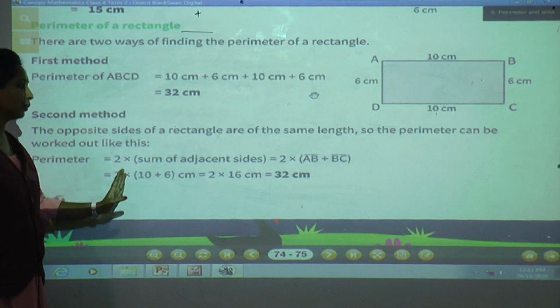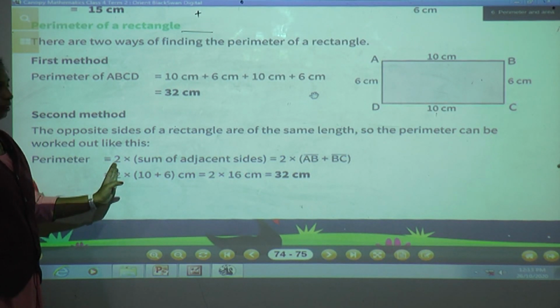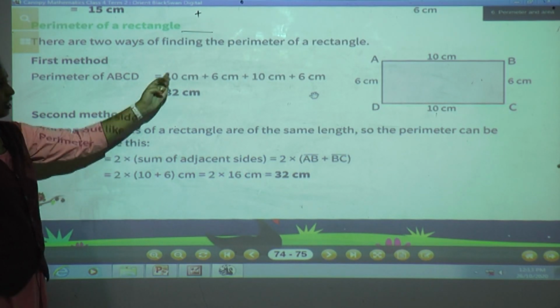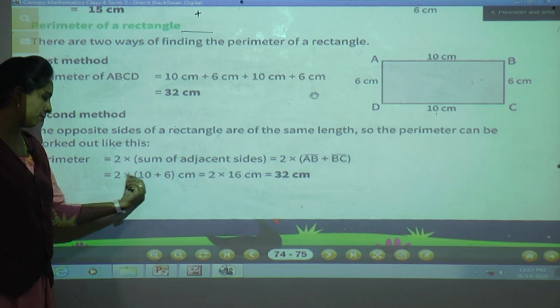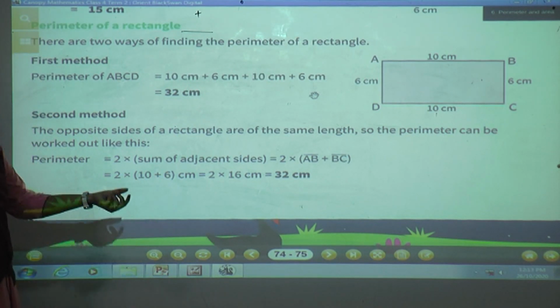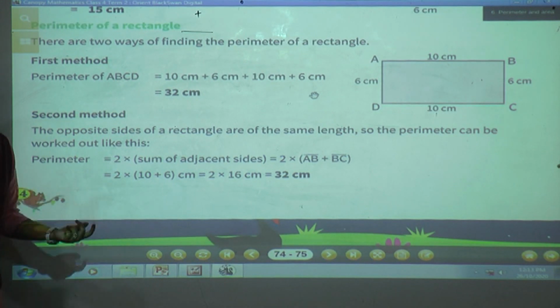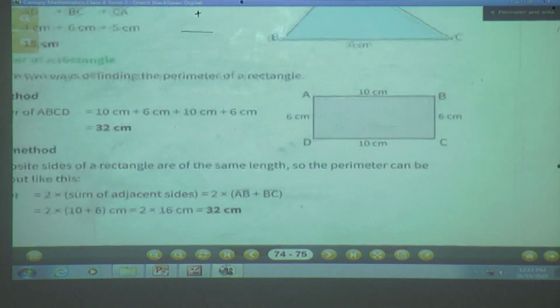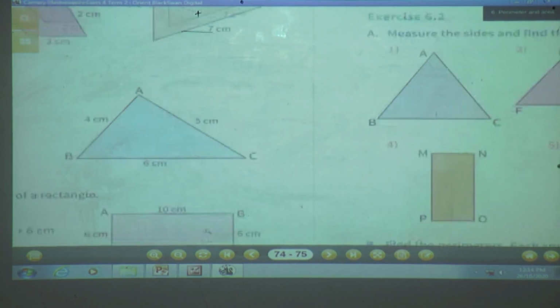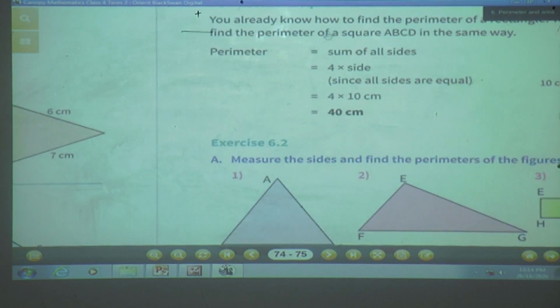Here we have done the addition. Here we have used the shortcut method also. Means here we have to add 4 numbers together. Here we have to add 2 numbers, and whatever number we get, we have to multiply by 2. Okay? You can use any method which you feel is easy. Okay? Fine. Now we will see the next.